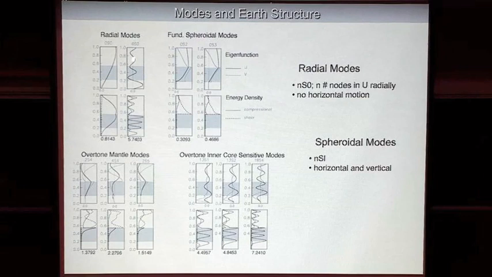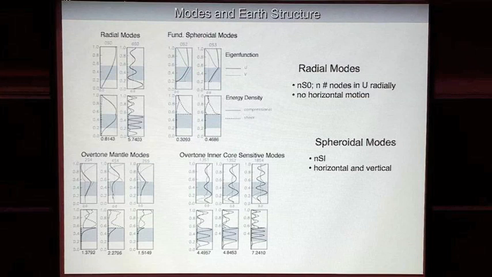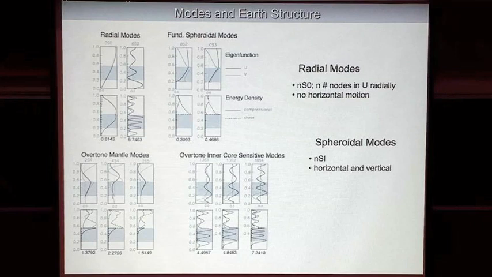Fundamental spheroidal modes have no node, at least in energy density plots. Again, these fundamental modes are only sensitive to mantle structure here. And then you have overtone modes, and they can actually reach into the core. I should say, this is normalized radius. On the top, you have the mantle. Then this gray part is the outer core. And this white part underneath is the inner core. Some of the overtones reach into the outer core.